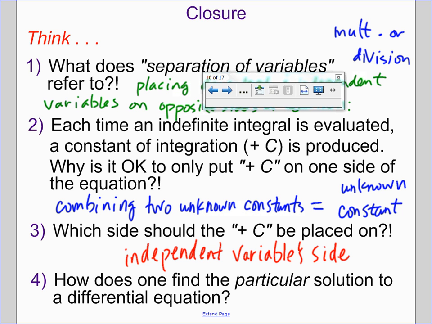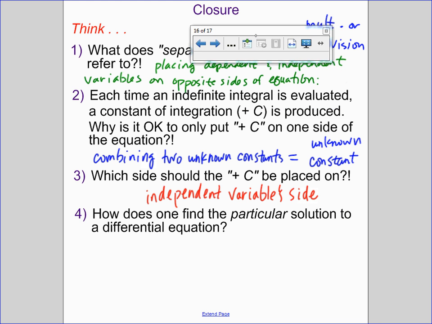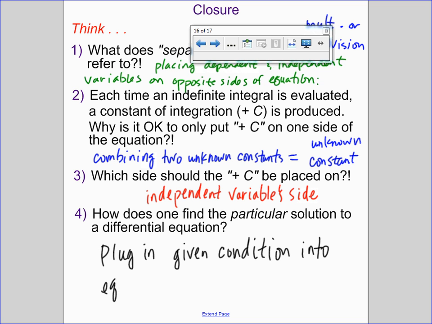And lastly, how does one find the particular solution to a differential equation? What do we have to do that is different from Bellwork? How do we find the particular solution? Courtney? I said you find the general solution and plug in numbers and solve. Absolutely. You plug in your given condition into your general solution and solve. So plug in your given condition into the equation and solve for C or A or whatever.